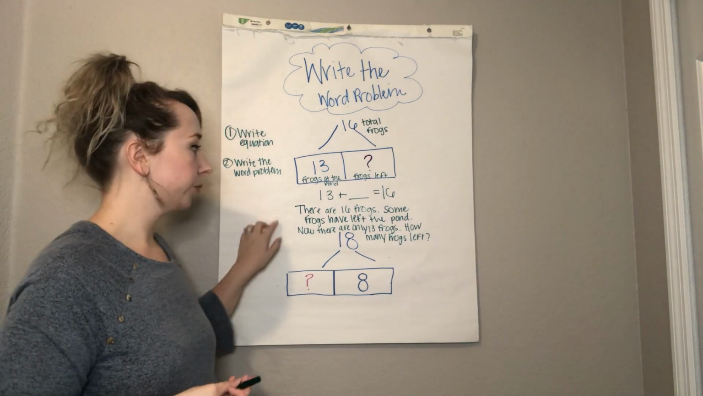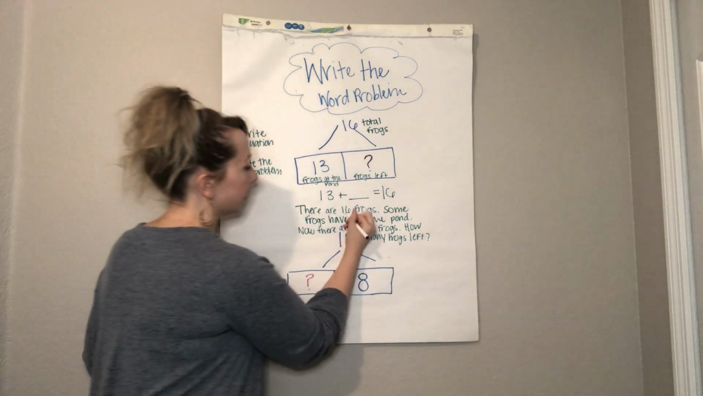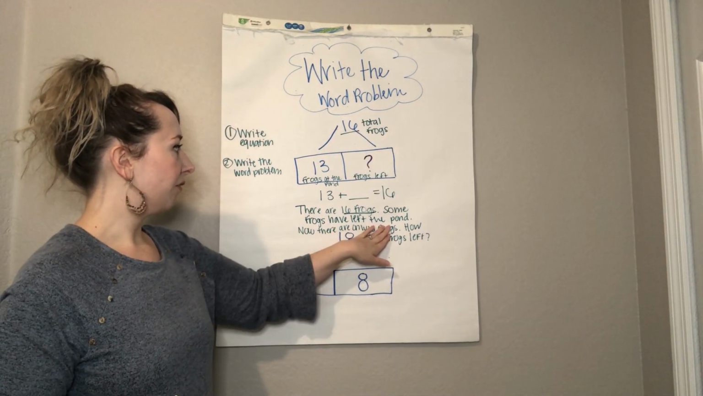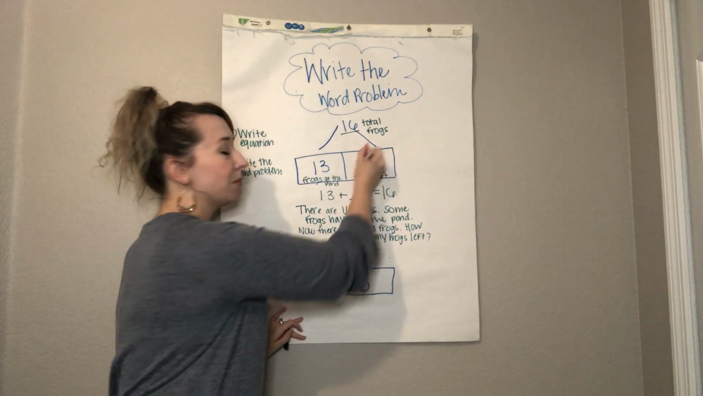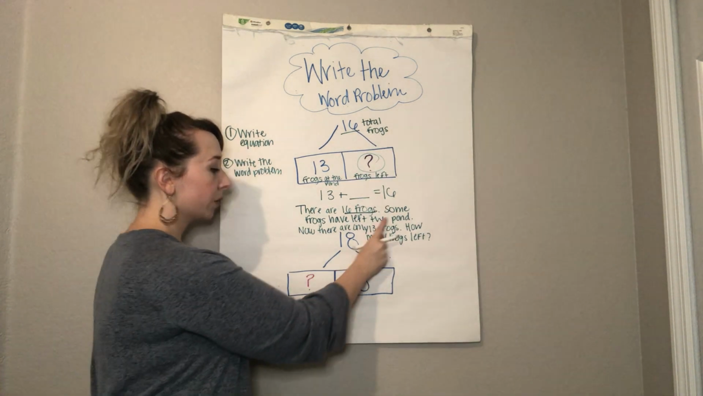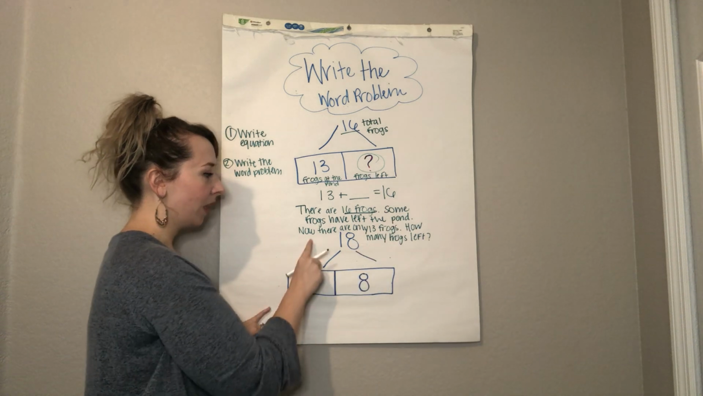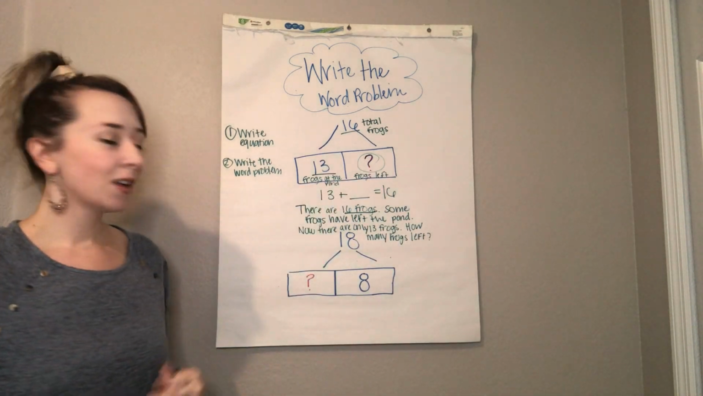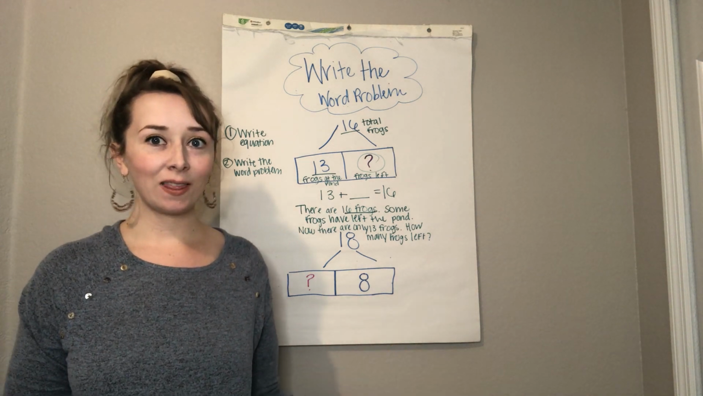So I'm going to read it to you. It says there are 16 frogs. Some frogs have left the pond. Some means, remember last week, some means we don't know how many exactly. So some frogs have left the pond. Now there are only 13 frogs. So how many frogs left?